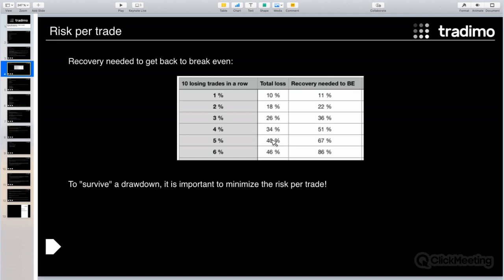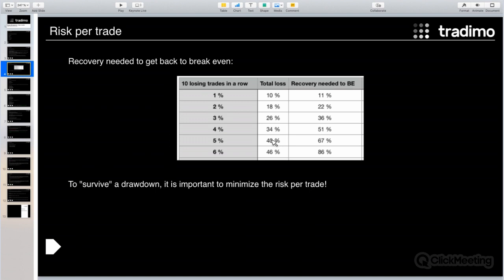And to get back to the starting point, you need to make a return of 67%. Yeah, and a 67% return is really good, so it's a challenge to get this return. Or let's say 6%. You're losing 10 trades in a row, then your total loss is 46%. Then you need to make 86% just to go back to the starting point.